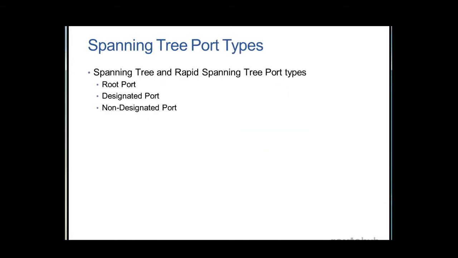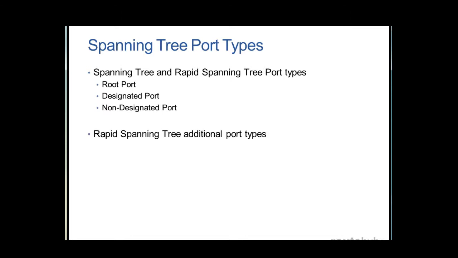So these are the 3 main ports that we talked about that are basically determined within the spanning tree topology. We have a root port, the designated port, and the non-designated port. These are also determined and are part of the rapid spanning tree protocol as well.